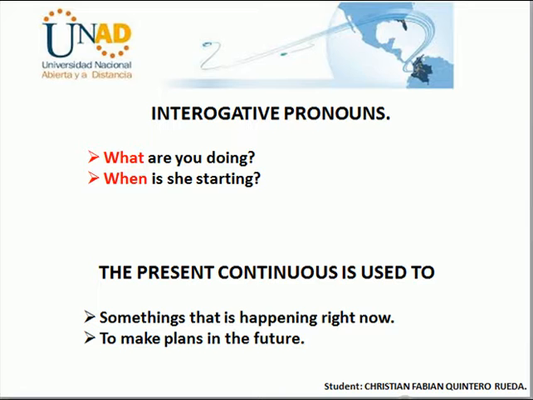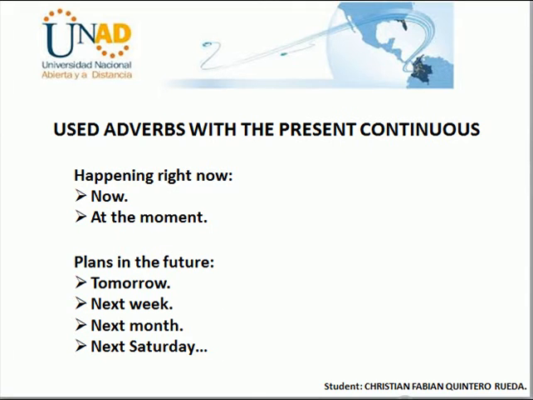So, how do we use adverbs with the present continuous? There are two kinds of adverbs. For something that is happening right now, we use now or at the moment. For example, I am studying English, or I am teaching English at the moment. For making plans in the future: I'm going to play soccer tomorrow, or next week, or next month, or next Saturday.